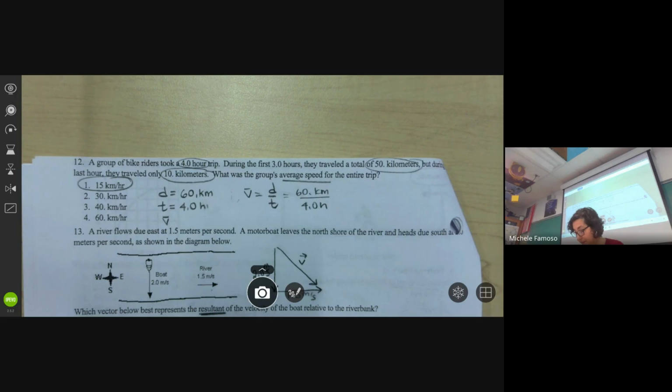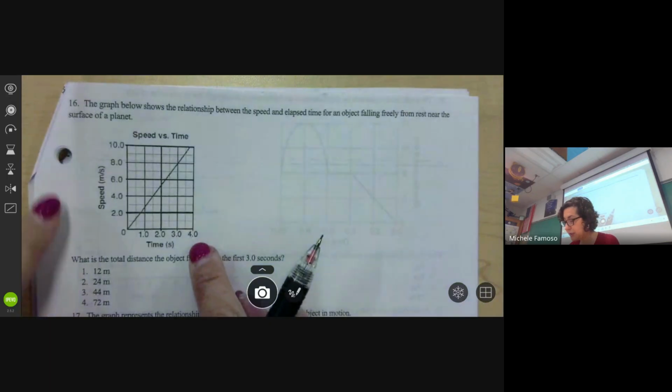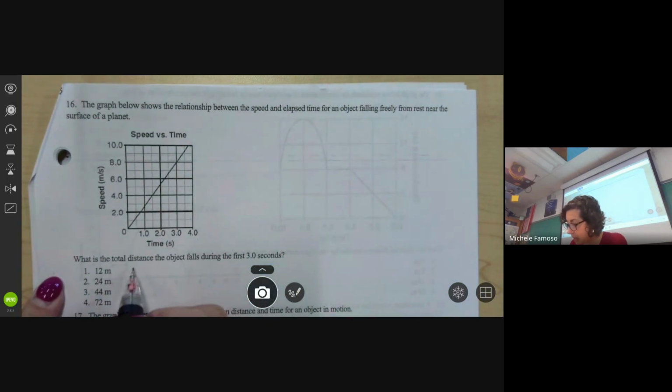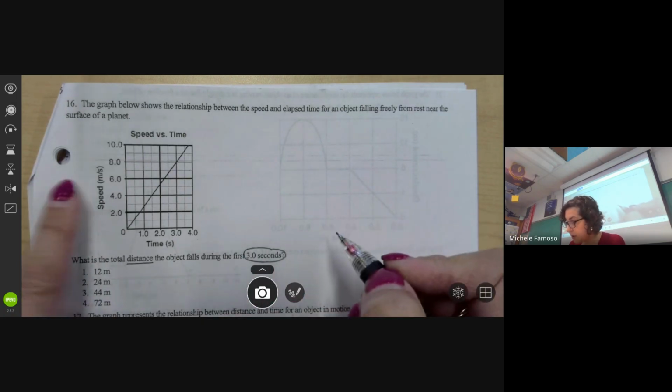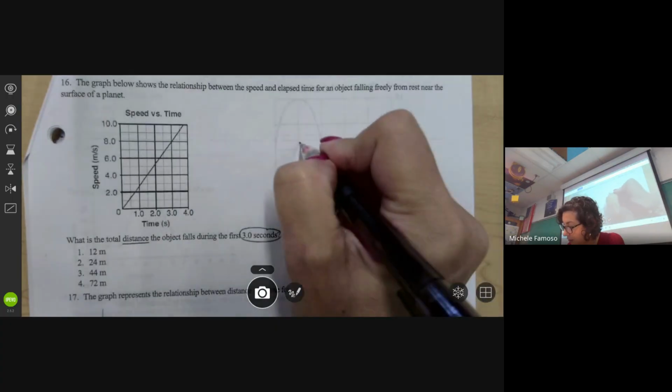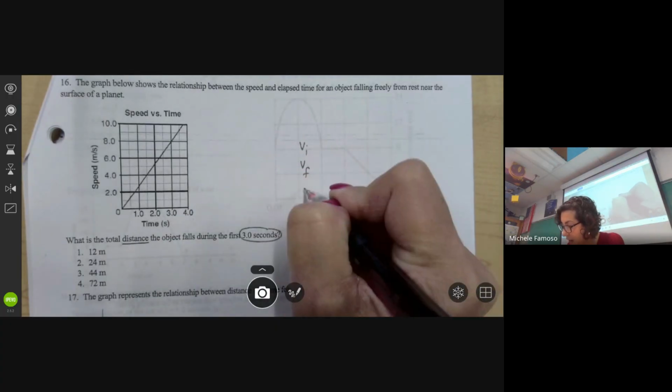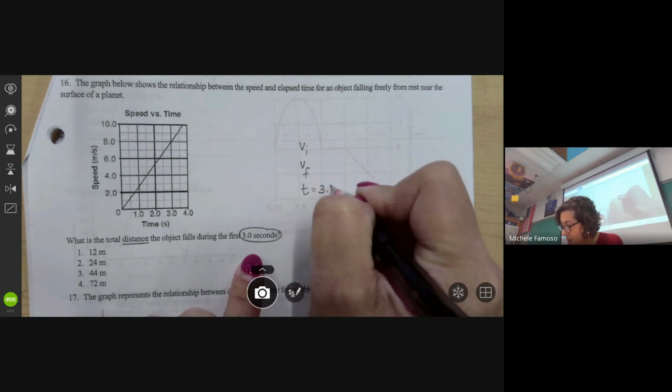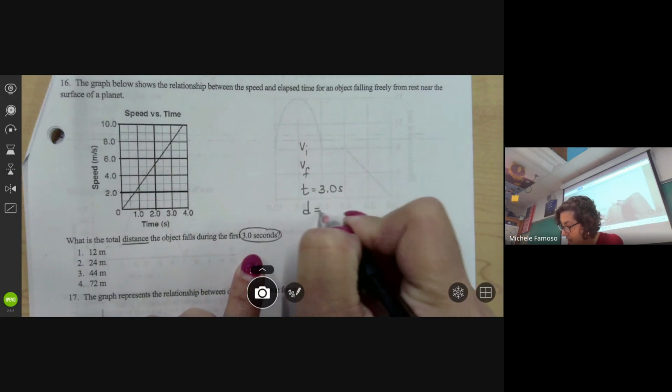Yep, Khalees, another one. 16. All right, 16 is referring to this graph of speed versus time, and I want to know the total distance in the first 3.0 seconds. From a graph of speed versus time, I can get the velocities, initial and final, and I also know the time is 3.0 seconds. I'm looking for distance d.